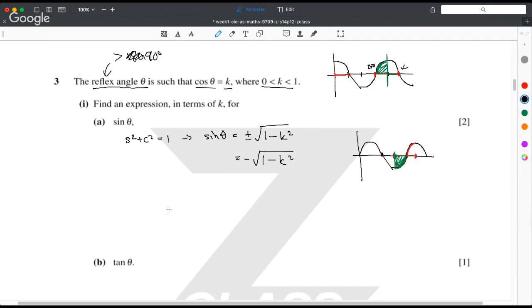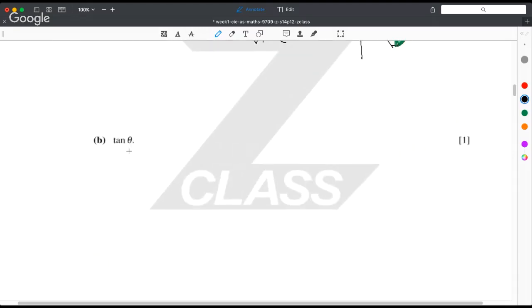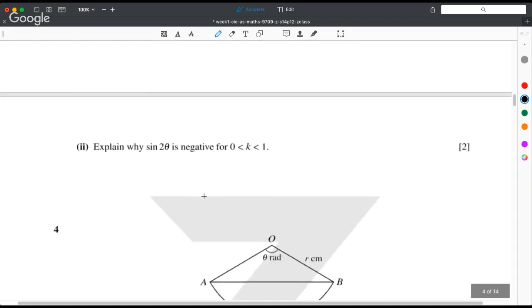Okay. So now they want tan of theta. And for this, you just use the fact that tan of theta is equal to sine theta over cosine theta. So that's equal to minus square root 1 minus k squared all over k. And that's all there is that you need to worry about.